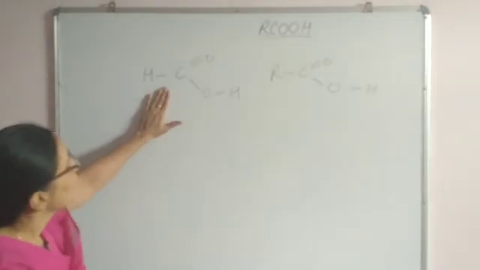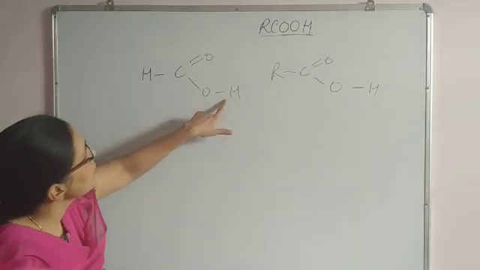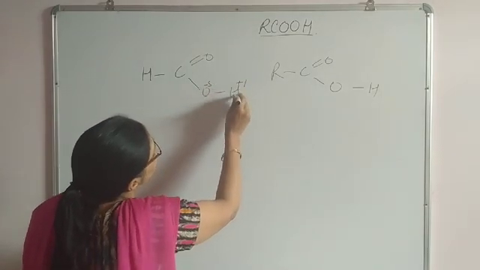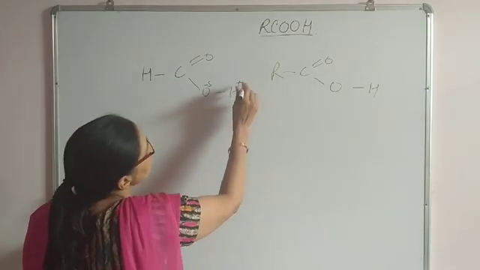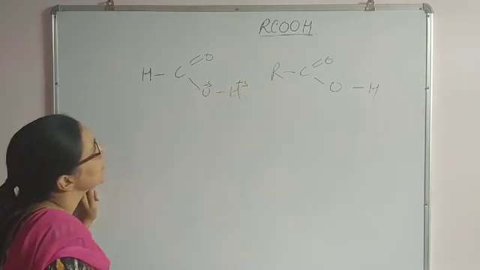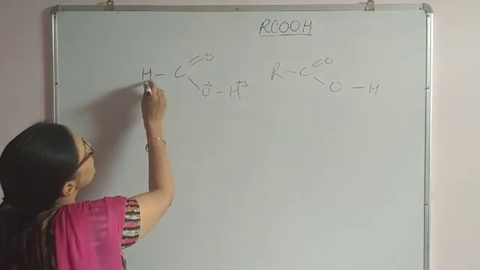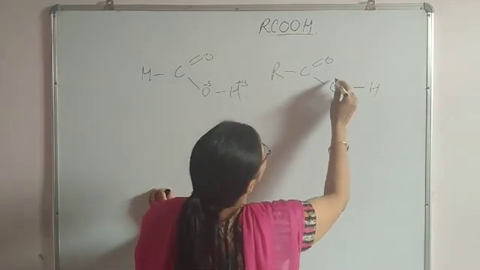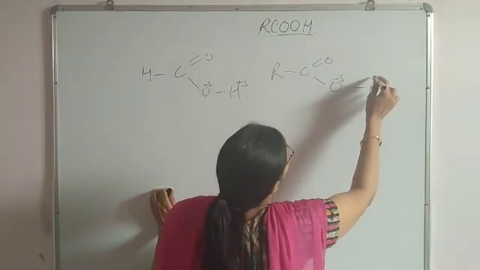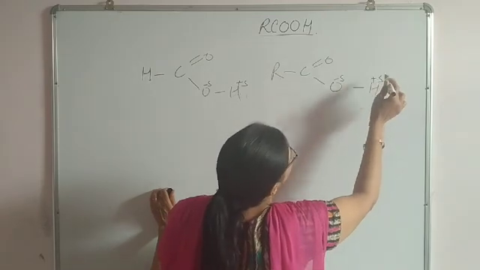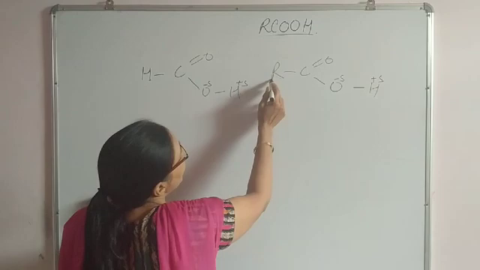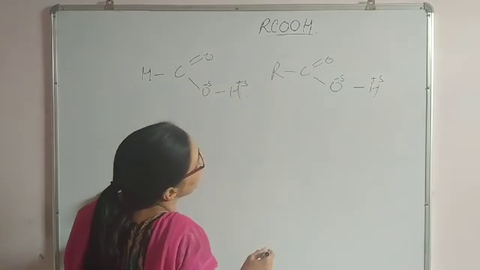What will happen? As sufficient polarization is there in nature, that's why this hydrogen will release as H plus ion. Now this is hydrogen and this one is the alkyl group. Here also there is a partial negative charge and a partial positive charge. This alkyl group is electron donating.